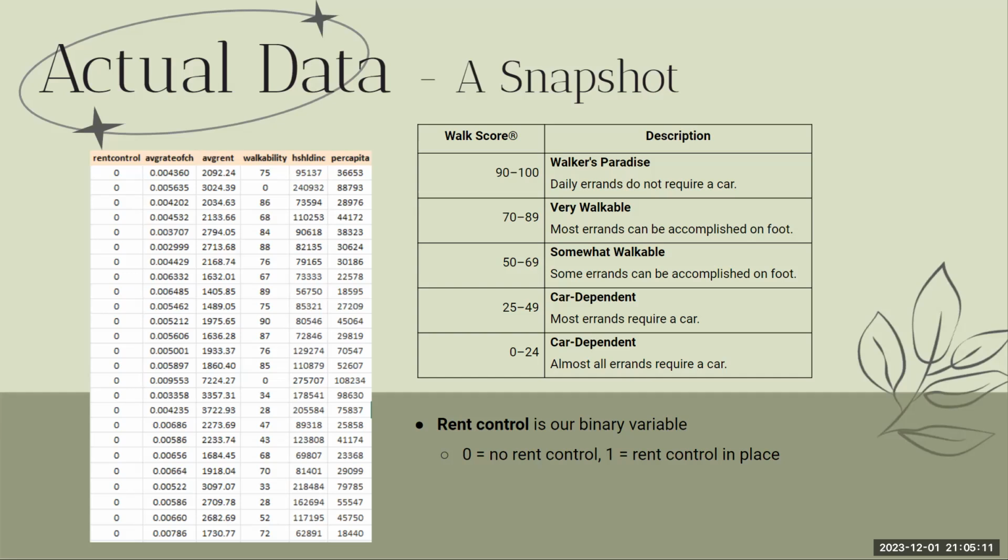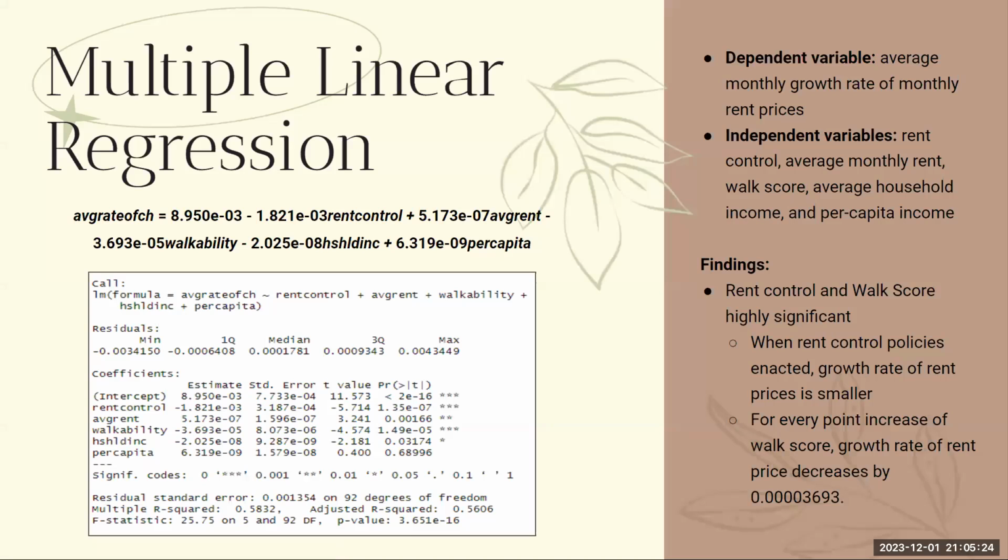And then the income stats are the most current income statistics available from the US Census Bureau and the American Community Survey 2021 5-year estimates. And so for our actual multiple linear regression model, the dependent variable is still the same as the previous, and the independent variables are the additional variables I mentioned earlier. We see that in our findings, the rent control and walk score variables are both highly significant as indicated by the 3 asterisk symbols. The p-values for both variables are close to 0, meaning both are highly significant.